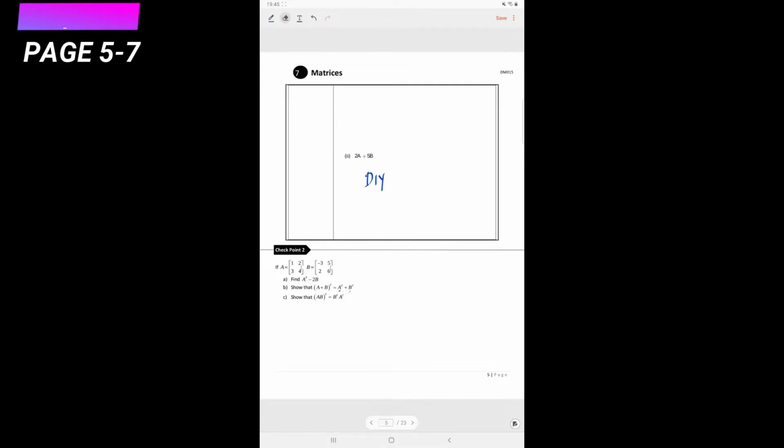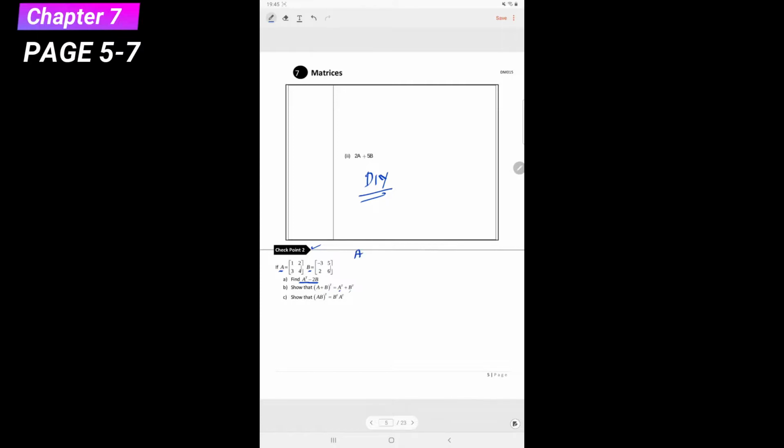For this example, please do it by yourself. Okay, so DIY. And then terus pergi kepada checkpoint 2. Okay, so we're given two matrices, which is A and B here. And then the first question is we need to find AT minus 2B. Again, what is AT? T means that it's a transpose of a matrix. We need to interchange the row into column.